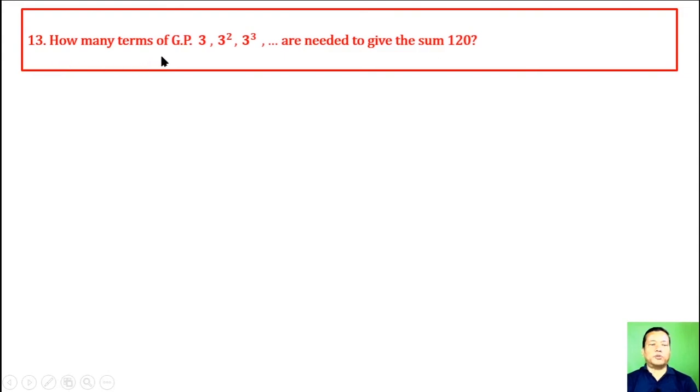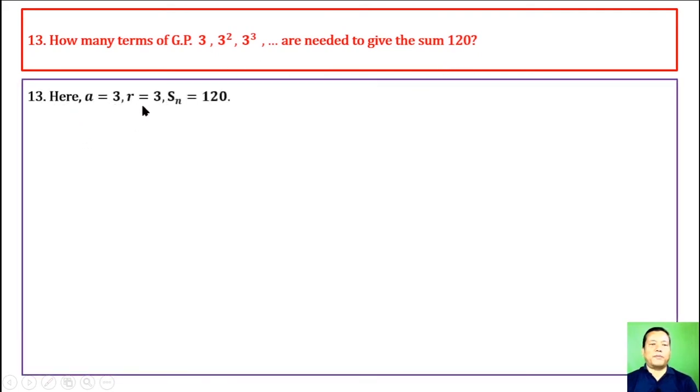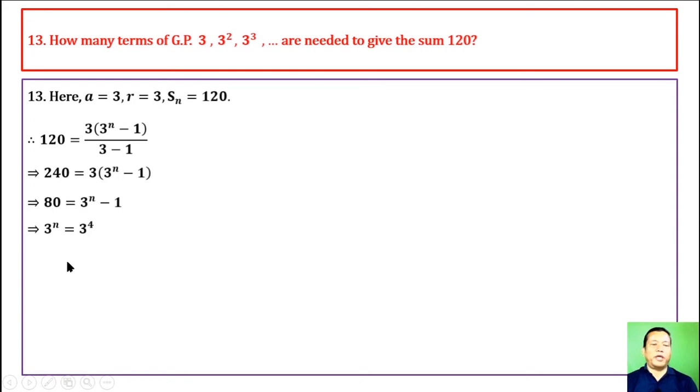13. How many terms of the GP 3, 3 square, 3 cube, and so on are needed to give the sum 120? We have to find the number of terms whose sum is 120 in this GP. Here a is 3 and r, the common ratio, is 3, Sn is 120. Using the sum Sn equal to a times r to the power n minus 1 by r minus 1, we get Sn is 120, a is 3, r is 3. Multiply by 2, we get this, and transferring and solving, n is 4. Therefore, the number of terms is 4.